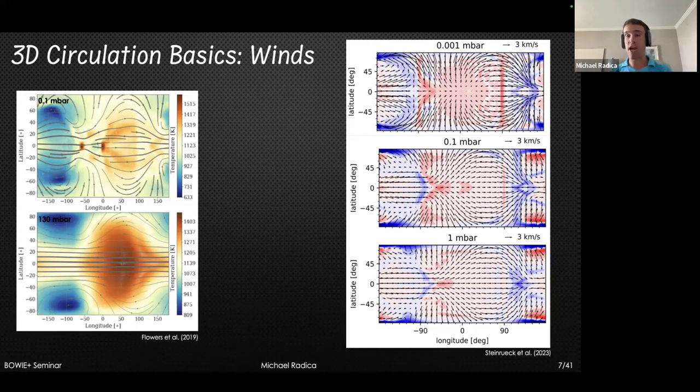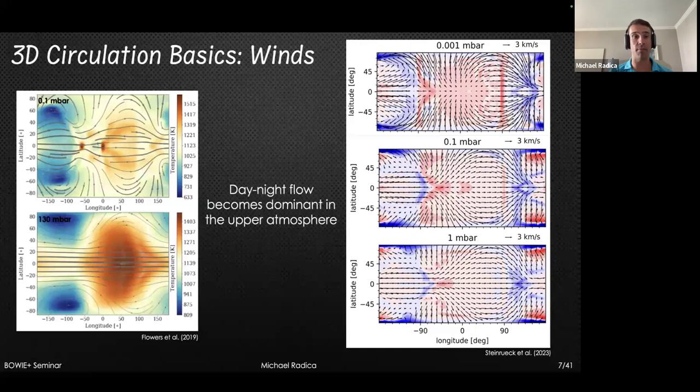that east-west jet seems to disappear. And what we get instead is more that bulk day-to-night flow as opposed to the equatorial jet. So the day-night flow becomes more dominant in the upper atmosphere, whereas it's the jet that is more dominant in the lower atmosphere for giant planets.